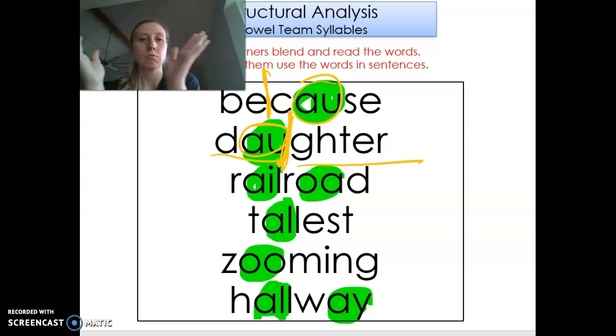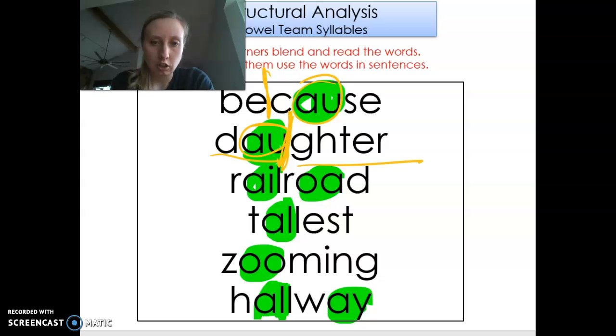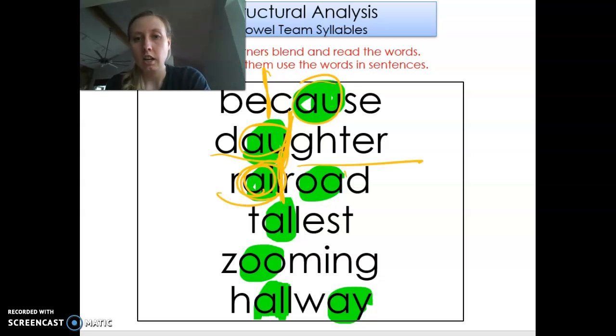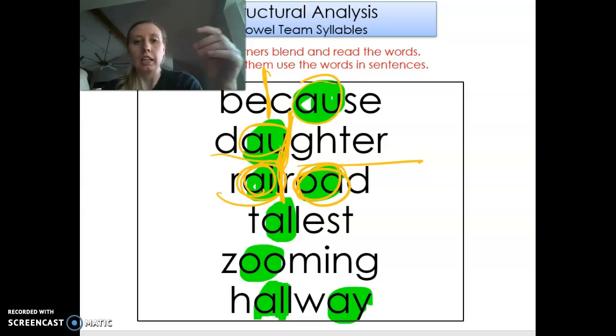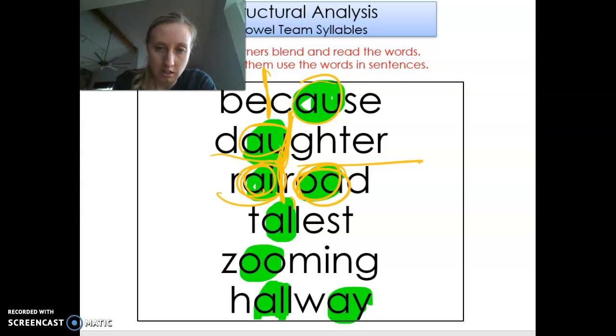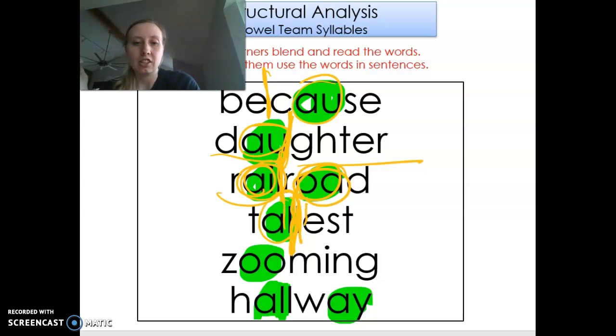Okay, railroad. So AI is right here, stays together. We break it on rail, and then road stays together, and my OA stays together as well. Okay, tallest. Right there. See how my L's are split? One L stays there, one L stays there. But the AL stays together. Tallest.